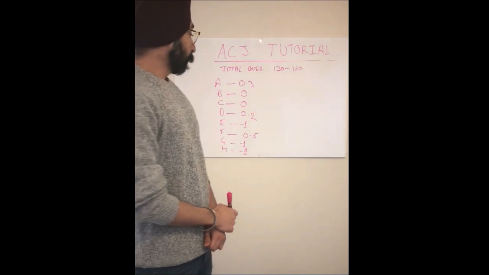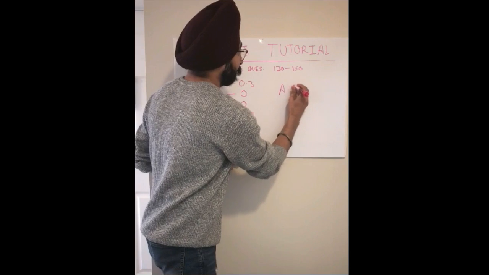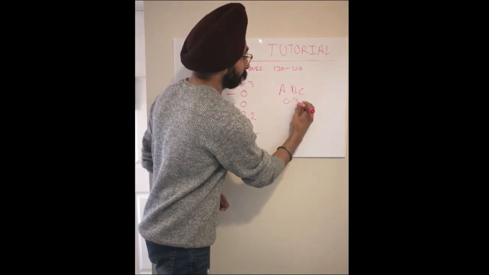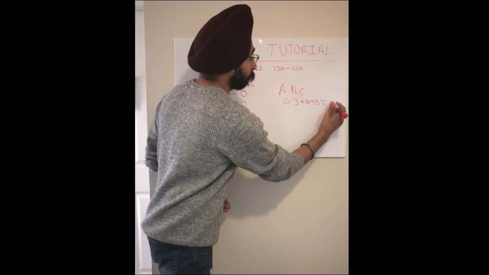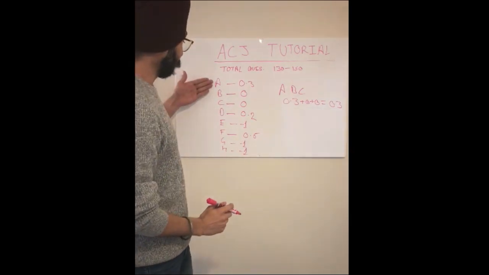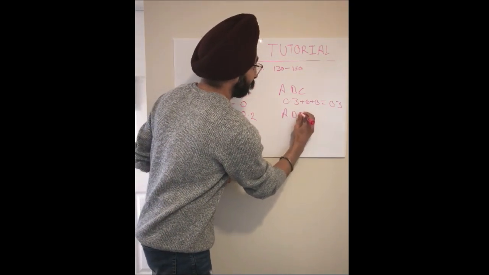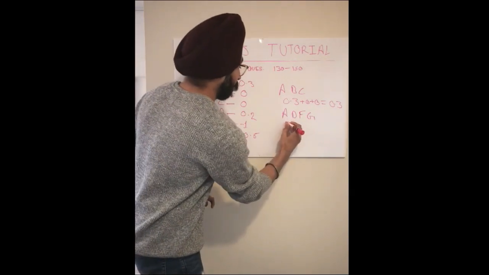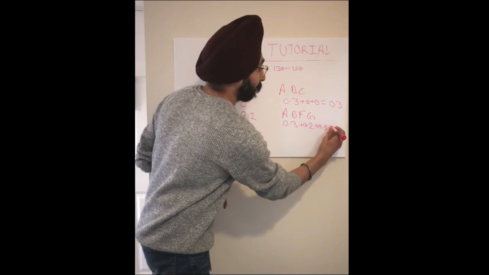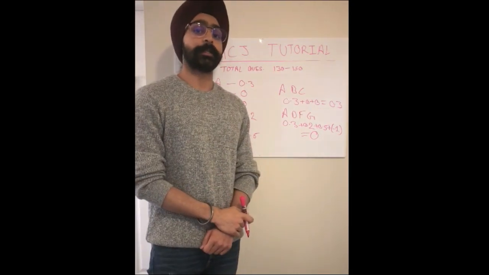So let's say you choose options A, B and C. 0.3 plus 0 plus 0 comes out to be 0.3 marks. But in case you choose A, D, F and G, your marks come out to be 0.3 plus 0.2 plus 0.5 plus -1. This means your overall answer is 0.